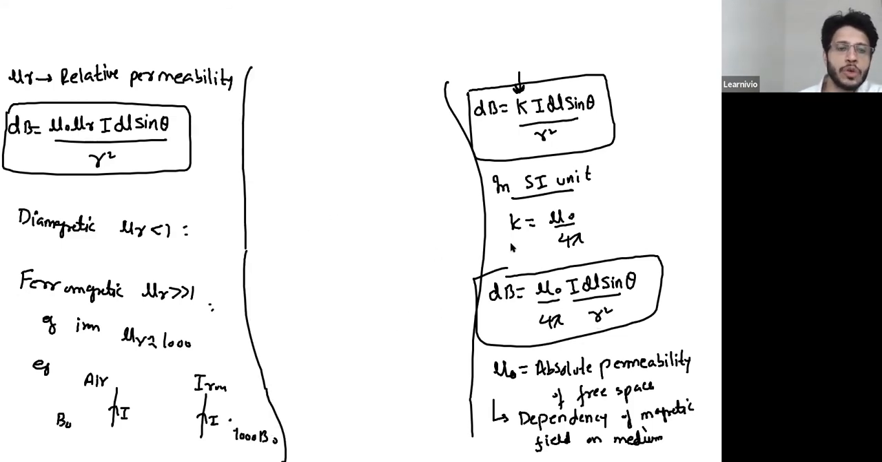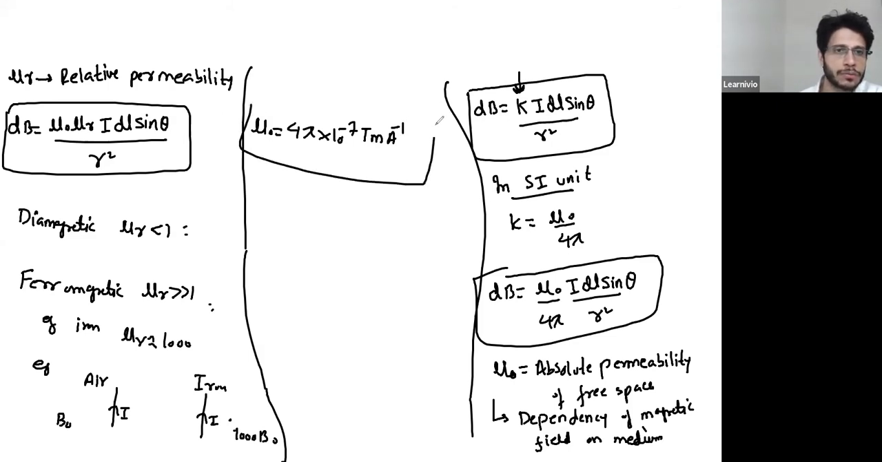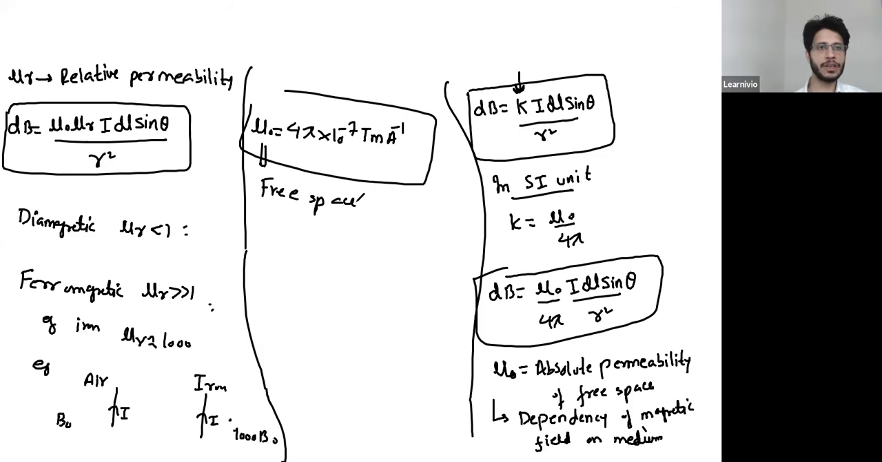The value of mu naught that I am using here is a constant. Its value is 4 pi into 10 raised to the power minus 7, and the unit is Tesla meter per ampere. And remember, this is for free space, air or vacuum. If you change the medium, then this value will change.